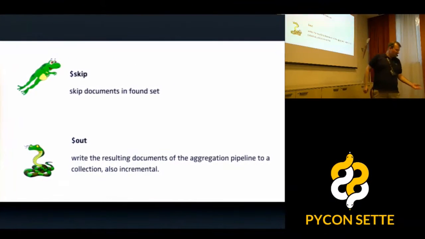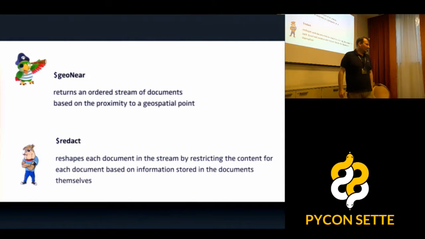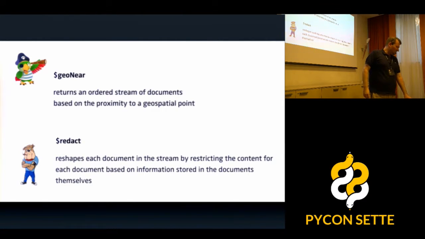So I've mentioned these before: skip, out, write to a document. Geoneer, work with geospatial data, redact. From something like a doorkeeper, you can limit the output of subdocuments depending on the contents of your documents. Probably could set an attribute management only and set something. I've never seen it actually.